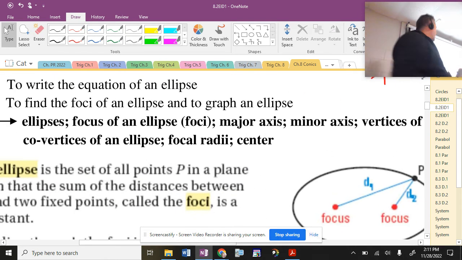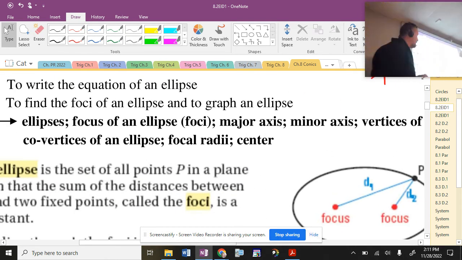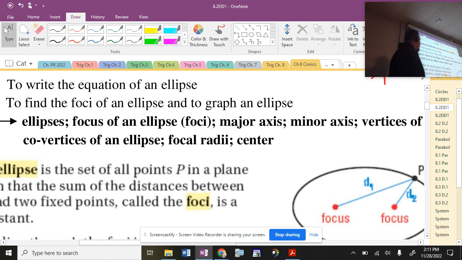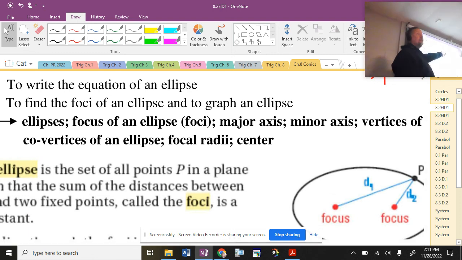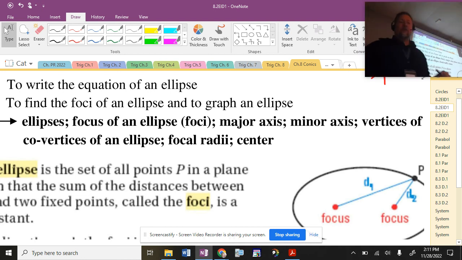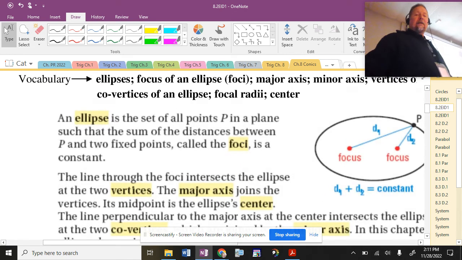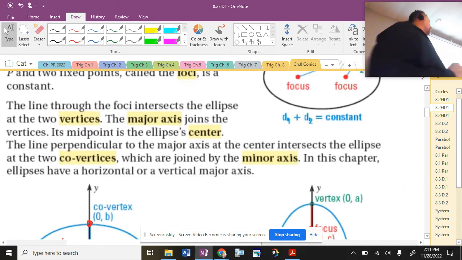An ellipse, focus of the ellipse. That's the foci, which I showed you as the tacks. Major axis. What do you think the major axis is? The bigger axis or the smaller one? 3, 2, 1, go. Bigger. Minor is smaller. Vertices and covertices, we'll talk about that in a minute. And then focal radii. That's just the focus and how I move, and the center is going to be 0, 0. And then all this stuff is what I demonstrated on the board, basically.